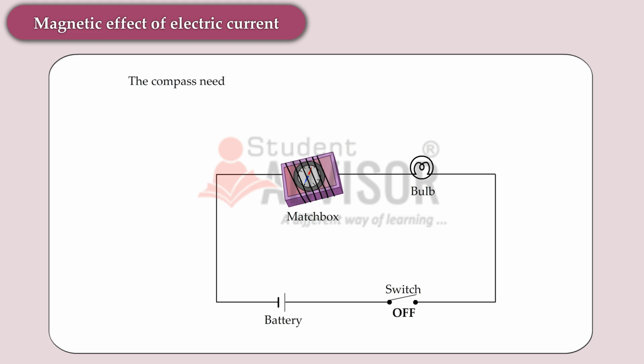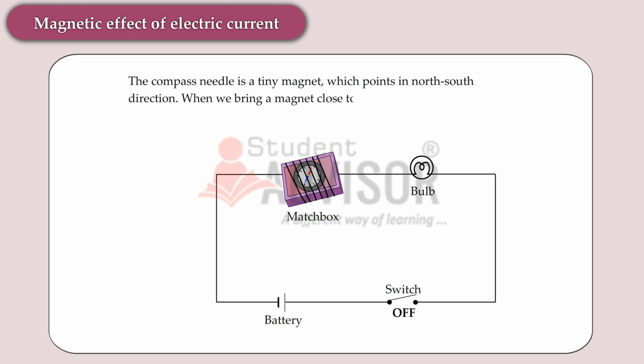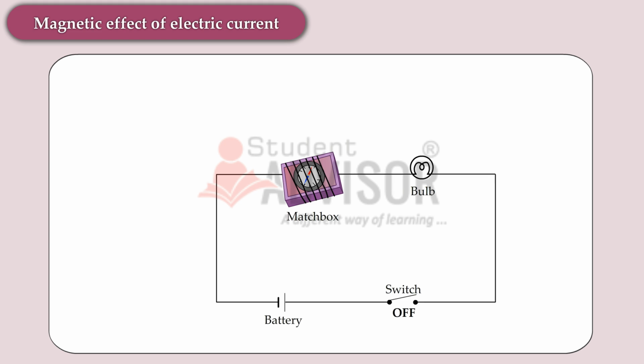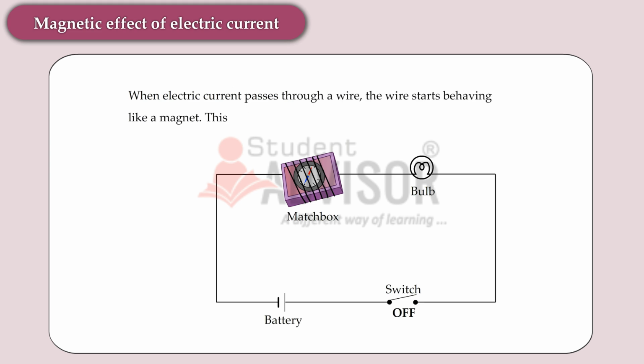The compass needle is a tiny magnet which points in the north-south direction. When we bring a magnet close to it, the needle gets deflected. The compass needle also gets deflected when current flows through the wire. When electric current passes through a wire, it starts behaving like a magnet. This is the magnetic effect of electric current.